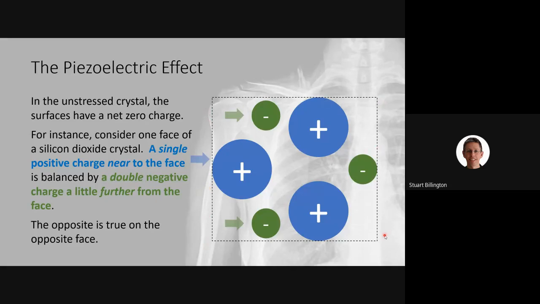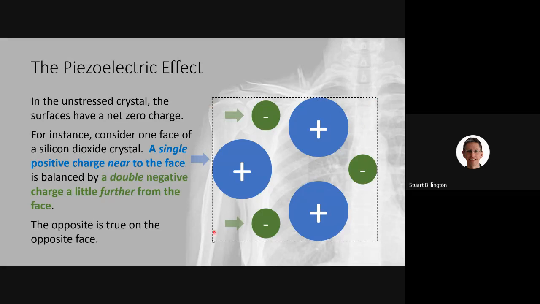The opposite is true over here, or the opposite reason, but the same effect. There is one negative charge that's near to the surface, but two positive charges that are further away from the surface. And the doubling of the charge compensates the reduction in the distance. By the way, this is a physical size difference for the silicon versus the oxygen, not a difference in charge. This is still a 1+ charge and this is a 1- charge.